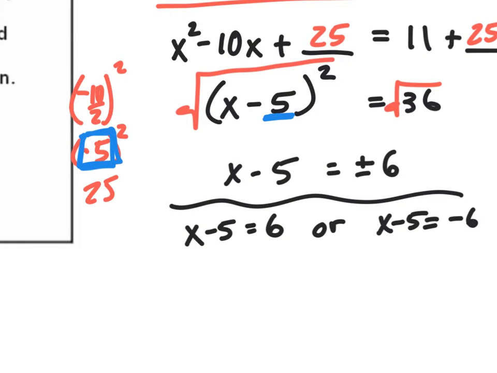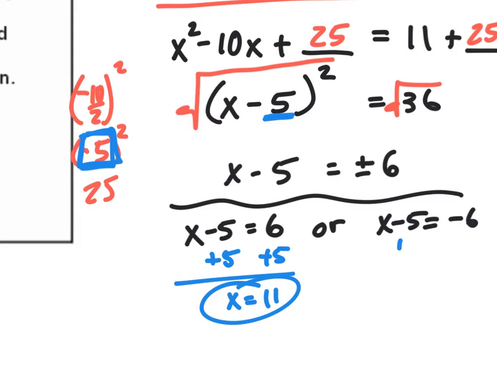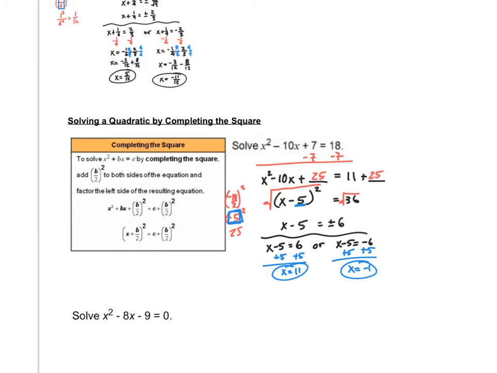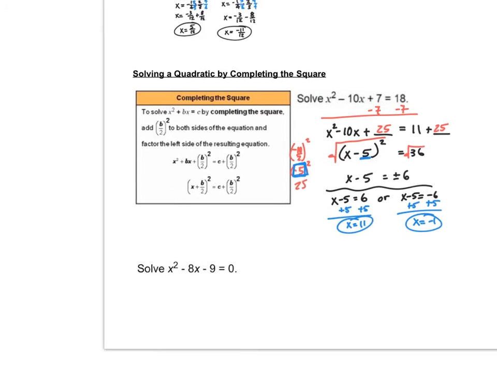Okay, and so what I want to do at this point is add 5 to both sides. So we get x is equal to 11. And then here, if I add 5 to both sides, I get that x is equal to, what is that, negative 1? And that's it. Okay, so it's just a process. Okay, now I'm going to do the same thing down here.